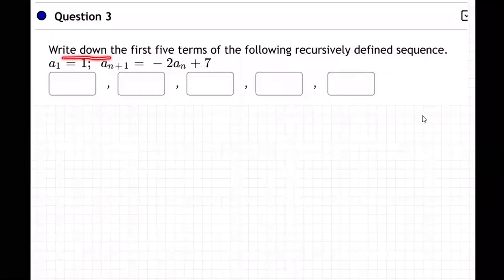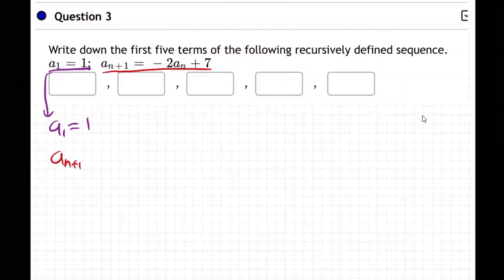Okay, so it says write down the first 5 terms of the following recursively defined sequence. There's that word again. So, okay. They're telling us a sub 1 is 1. I just grabbed that right here. And then they're giving me this formula right here. Now, let me write that down here and explain what that means. A sub n plus 1 equals minus 2a sub n plus 7.